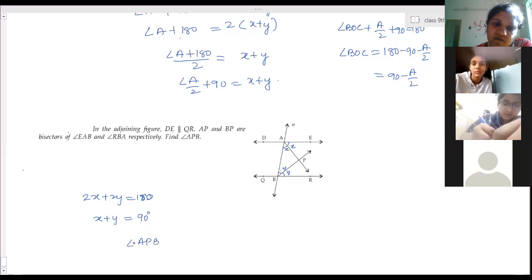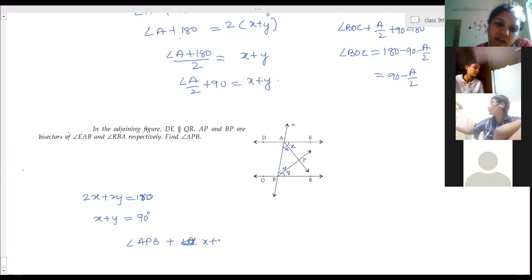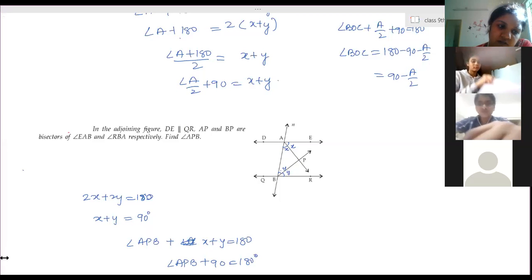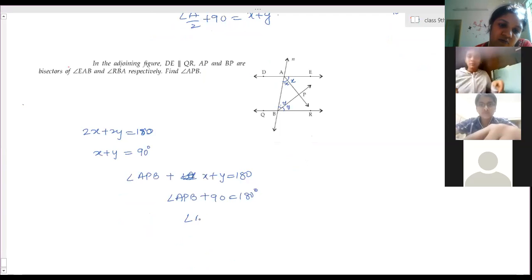In triangle APB, angle APB plus x plus y is equal to 180. Out of that, x plus y is 90. Angle APB plus 90 is equal to 180 degrees. So therefore, angle APB is equal to 90 degrees.